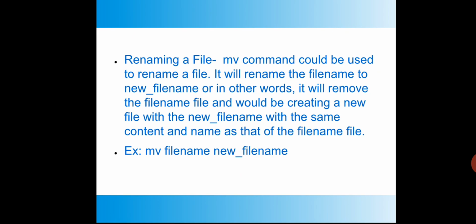You are using the move command itself, the mv command itself, but you are not giving any destination path, you are giving the same source directory, so that the existing file will be deleted, but at the same time, the content of that particular file will be taken to the new file with a new file name, and it will dump the content in that file, and it will be automatically saved in the same directory. You are not taking that file to any other directory. Okay, so this is how you can rename.